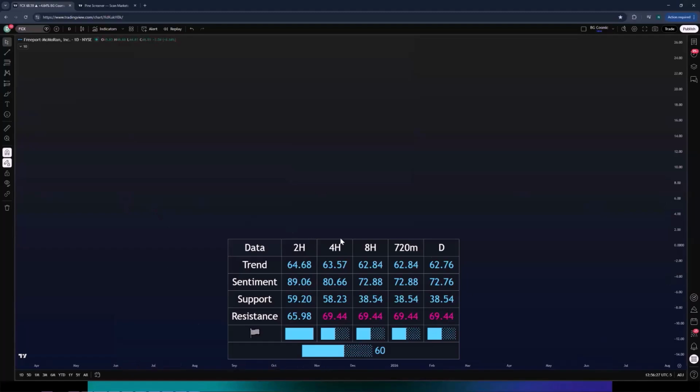Okay, so what I can see from this time frame is, number one, it's all blue, looking pretty bullish, right? We've got an overall score of 60% bullish. The only things pushing against it being entirely bullish are these resistances on the higher time frames. I'm on the daily chart, and we can see a consistent resistance level at basically $70 a share, 69.44. It's red, which means this resistance is currently above price.